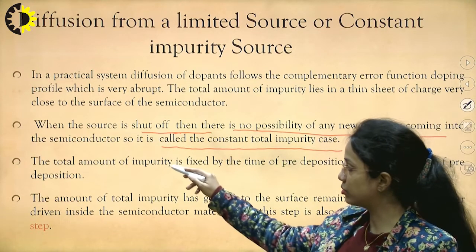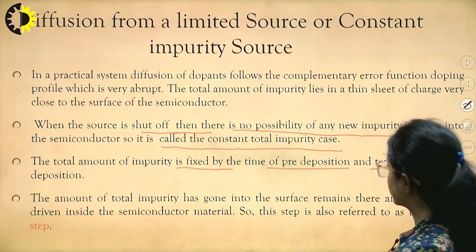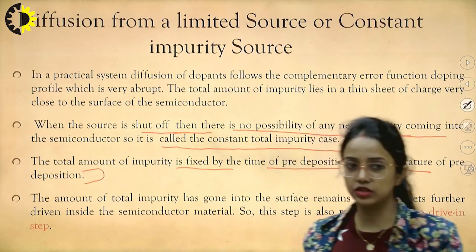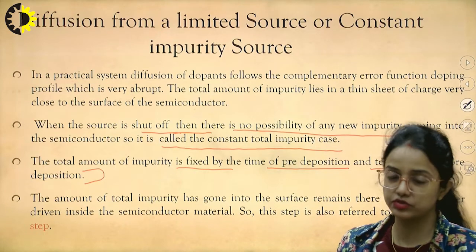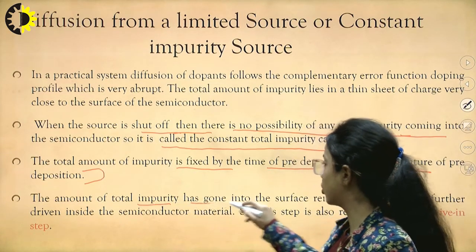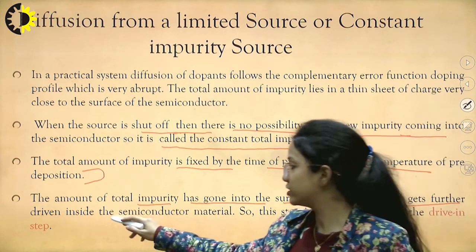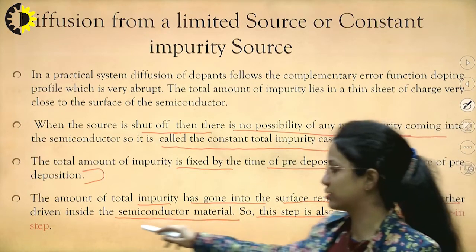The total amount of impurity is fixed by the time of pre-deposition and the temperature of pre-deposition. So we can very well control the total amount of impurity, after which the impurity cannot be added, and before which the impurity cannot be added. The total impurity that has gone into the surface remains there and gets further driven inside the semiconductor material. So this step is also referred to as the drive-in step.